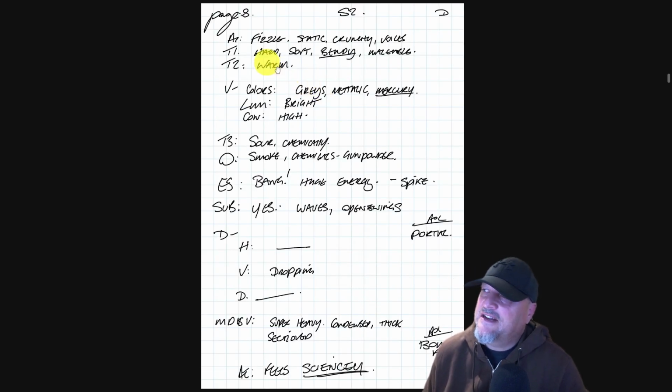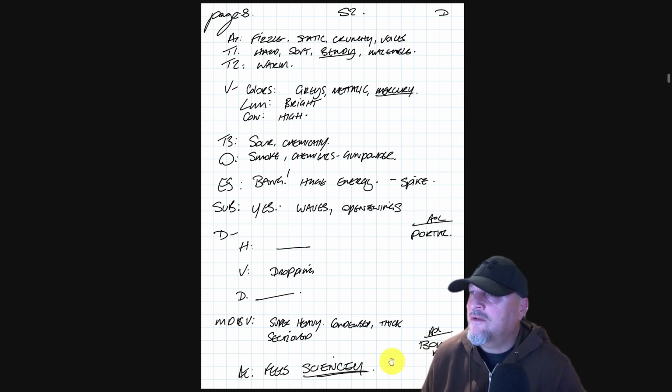Here's some sensory data. So this is just sounds, textures, temperatures, colors, luminescence, contrast. Some taste there, some smells, some spiritual stuff, and then some dimensional stuff, which all led me to a conclusion. This felt very sciencey, and it had a portal feel and also a bomb feel to it as well, like an explosive feel.